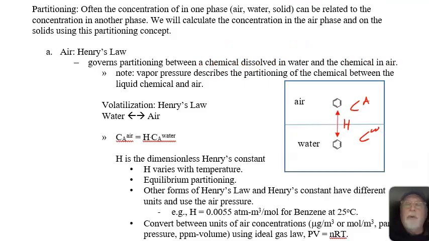So in summary, we get the air concentration from the water concentration using Henry's law. And once we have that air concentration, we just take that times the volume of air that we have, that fraction of the porosity, and then we have the mass of benzene in the air phase.